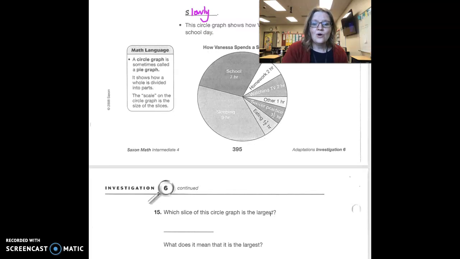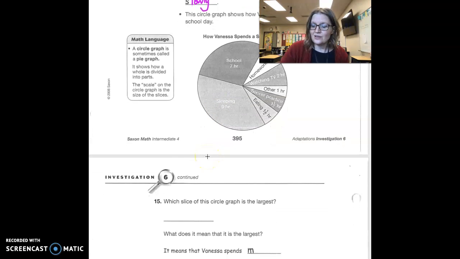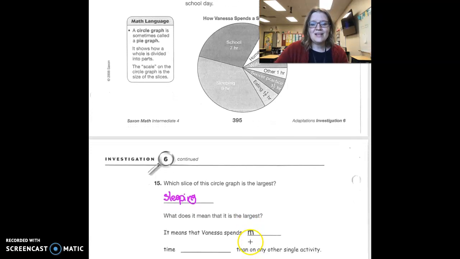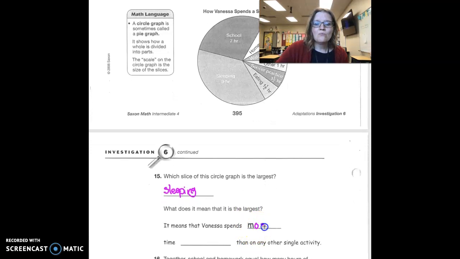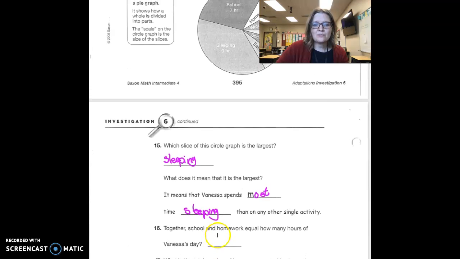So they're going to ask, which slice of this circle graph is largest? And clearly we can see that it's not school, but it is sleeping. Man, lucky Vanessa. What does it mean? It means that Vanessa spends more of her time sleeping than any other activity. Together, school and homework equal how many hours in Vanessa's day? We know 9 plus 7 is 16 hours.